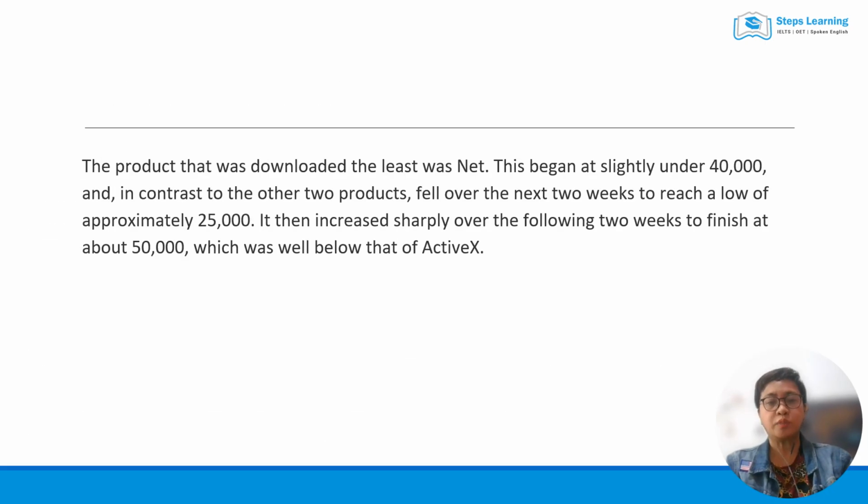So now let's move to body paragraph 2, which talks about the Net. The product that was downloaded least was Net. This began at slightly under 40,000 and, in contrast to the other two products, fell over the next 2 weeks to reach a low of approximately 25,000. It then increased sharply over the following 2 weeks to finish at about 50,000, which was below that of ActiveX.